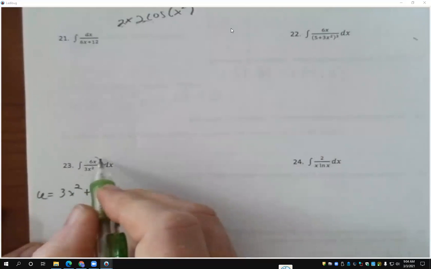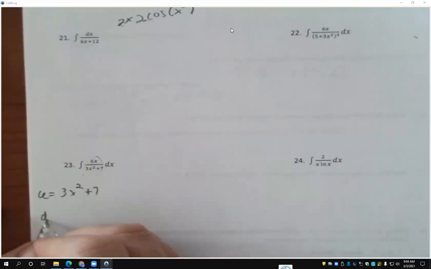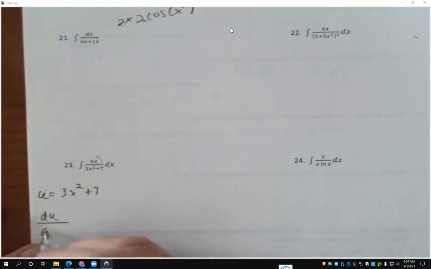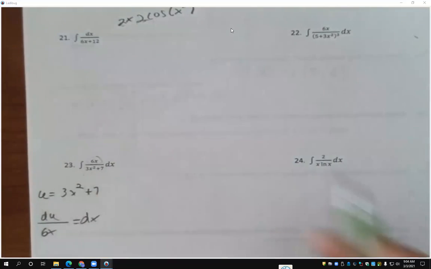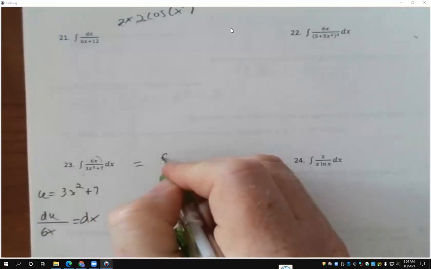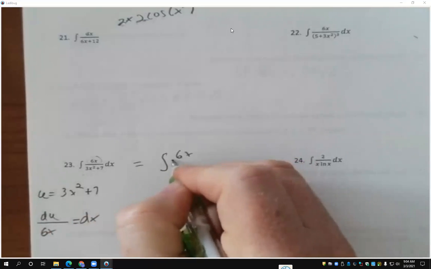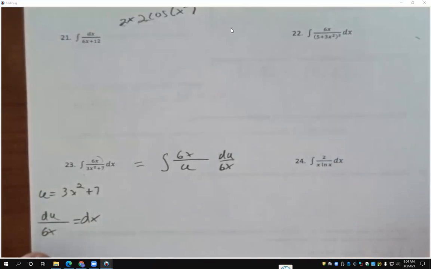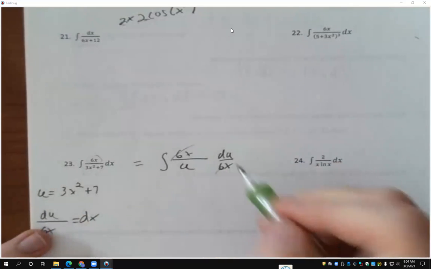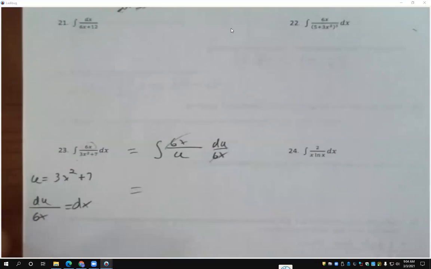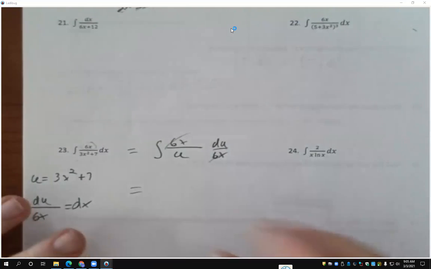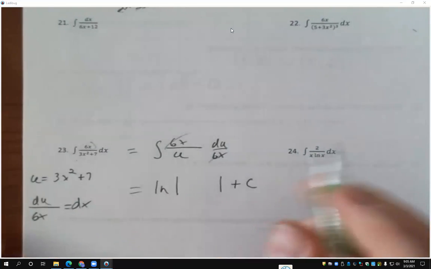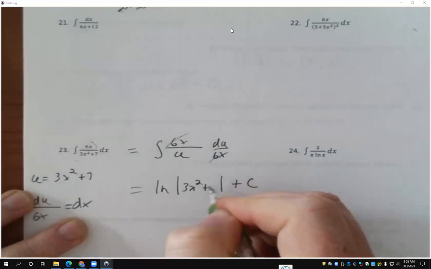So that means I'm going to have something over u in the end. Okay, du divided by the derivative of this, and the derivative of this is 6x, is dx. And lo and behold, it's going to cancel. So this is the antiderivative of 6x over u, du over 6x. The 6x's will cancel, and I'm left with 1 over u. Memorized, the antiderivative of 1 over u is the natural log of the absolute value of u plus c, and my u was 3x squared plus 7.